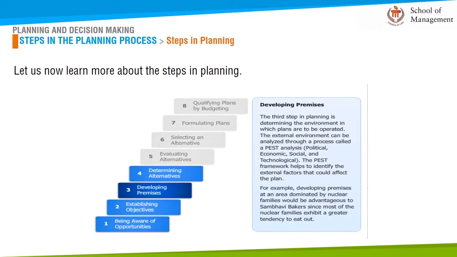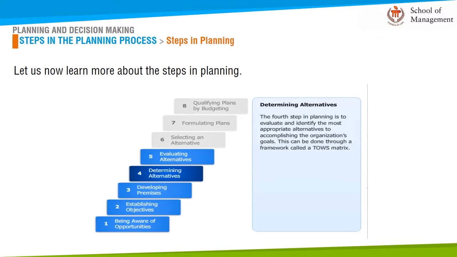Developing premises. The third step in planning is determining the environment in which plans are to be operated. The external environment can be analyzed through a process called a PEST analysis: political, economic, social, and technological. The PEST framework helps to identify the external factors that could affect the plan. For example, developing premises in an area dominated by nuclear families would be advantageous to Shambhavi Bakers, since most nuclear families exhibit a greater tendency to eat out.